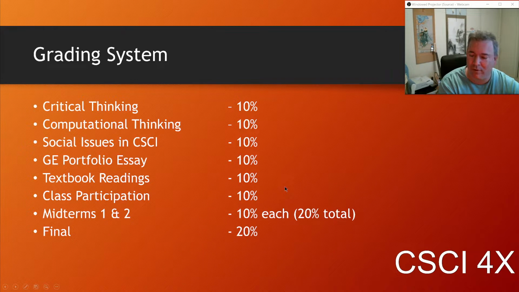Okay. So your grading in this class, here's the breakdown. 10% is going to come from critical thinking assignments. And there's going to be a lot of these, by the way. This is probably about half the class, critical thinking of the 3 topics. 10% is going to come from computational thinking. Computational thinking is sort of the groundwork, the fundamentals of computer science. It's like a level, like I said, below CSCI 40. CSCI 40 is your standard first semester class. This is laying the foundation for it.